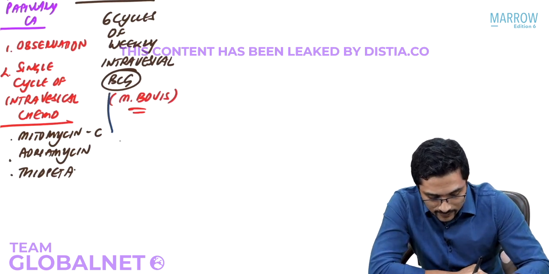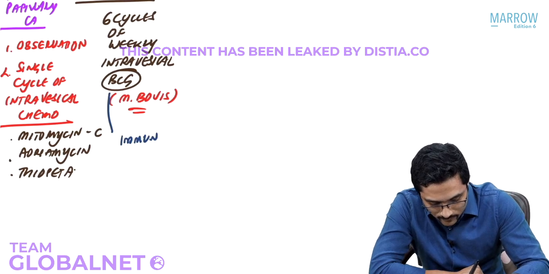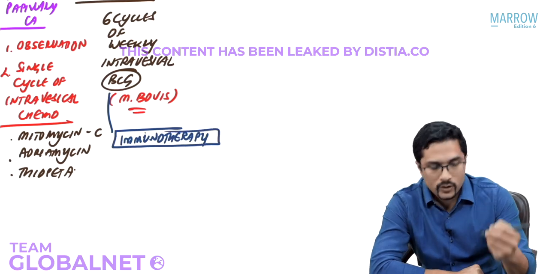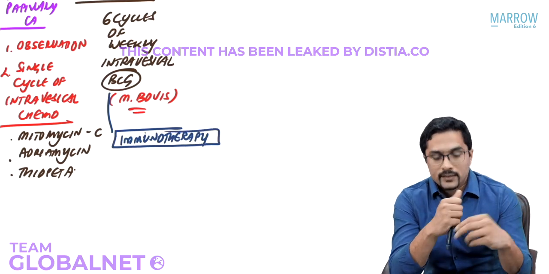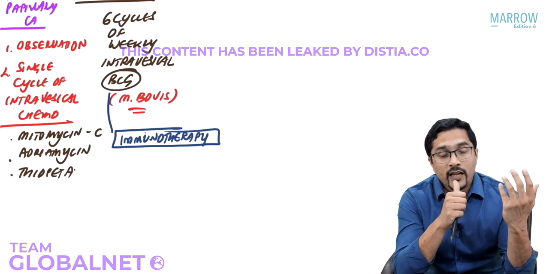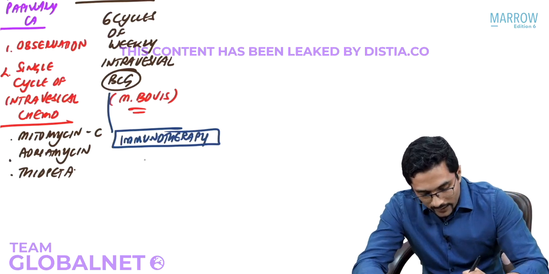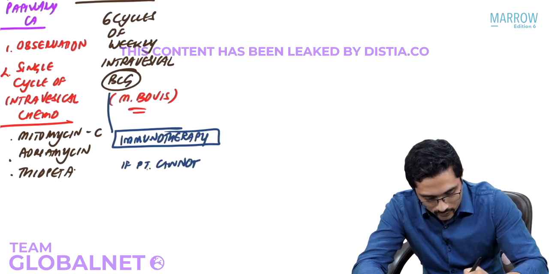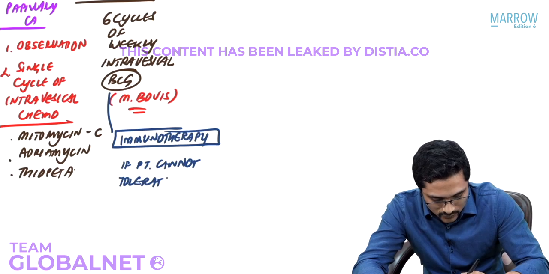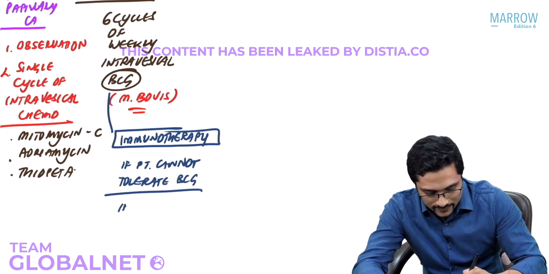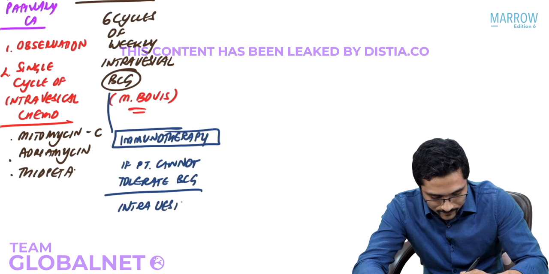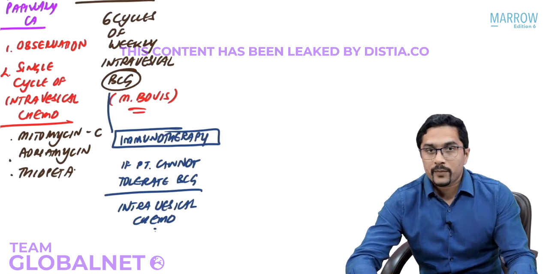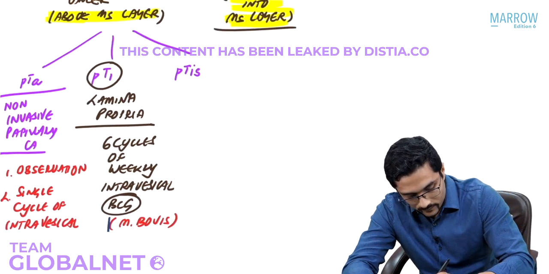This acts as immunotherapy, but some patients cannot tolerate this immunotherapy. They develop granulomatous inflammation. They can sometimes develop TB as well. So if the patient cannot tolerate BCG, then intravesical chemo is done in those patients.